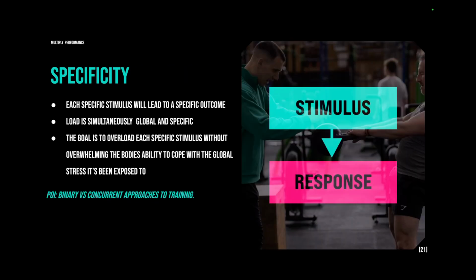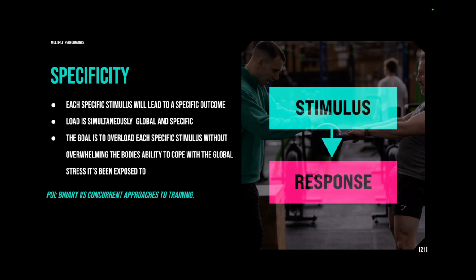Another key principle for us to look at is the idea of specificity. And this is the idea that every stimulus is specific in nature in terms of the adaptations that it's going to promote. I can't utilize a stimulus that's designed to promote hypertrophy and think that that's going to lead to adaptations in cardiovascular capacity. There might be some crossover, but realistically, each specific stimulus is specific in outcome, so we just need to be aware of that. That said, we need to simultaneously take a global and specific view of load in general.